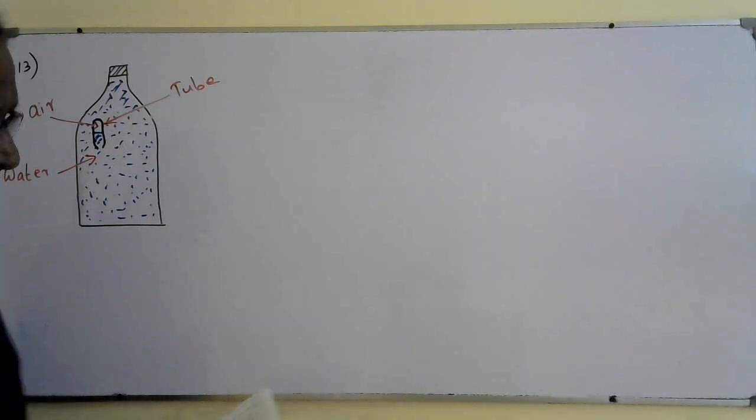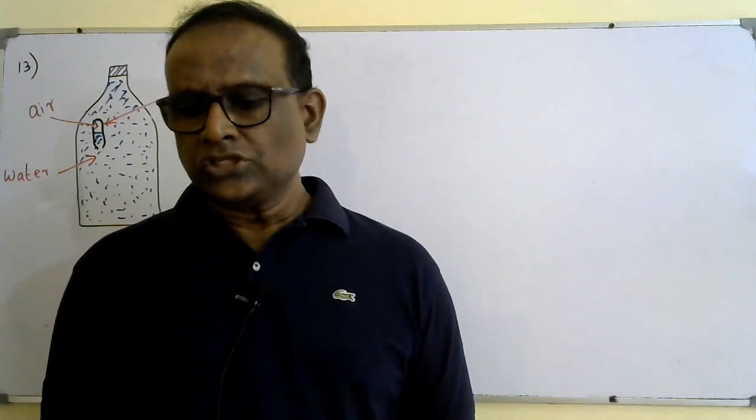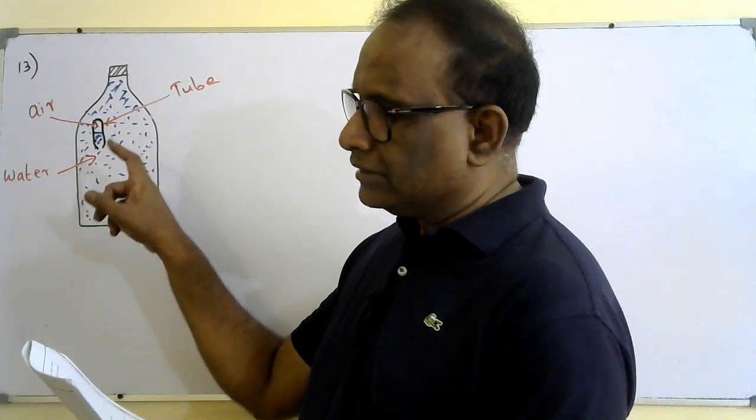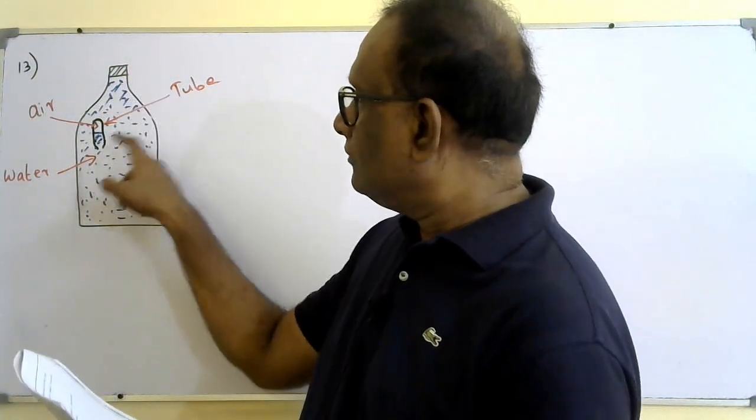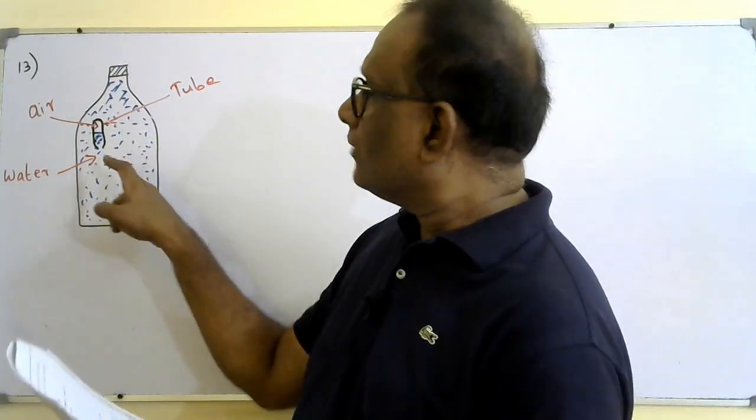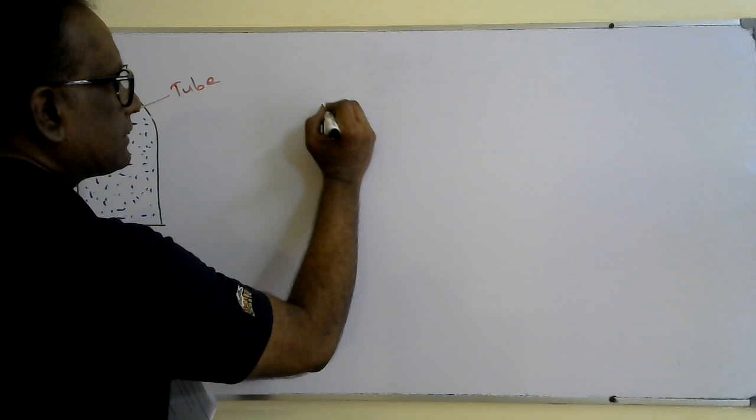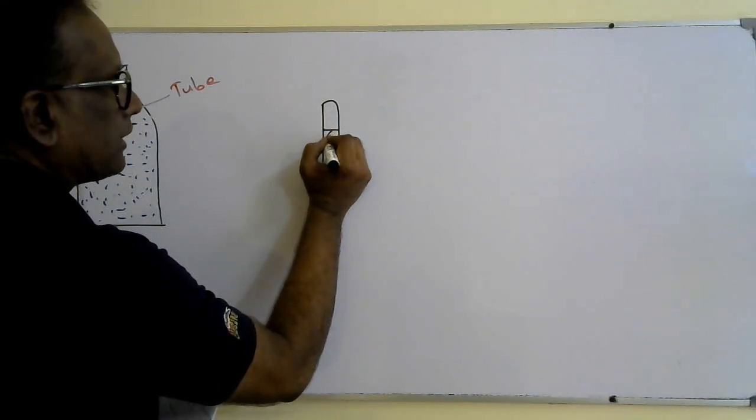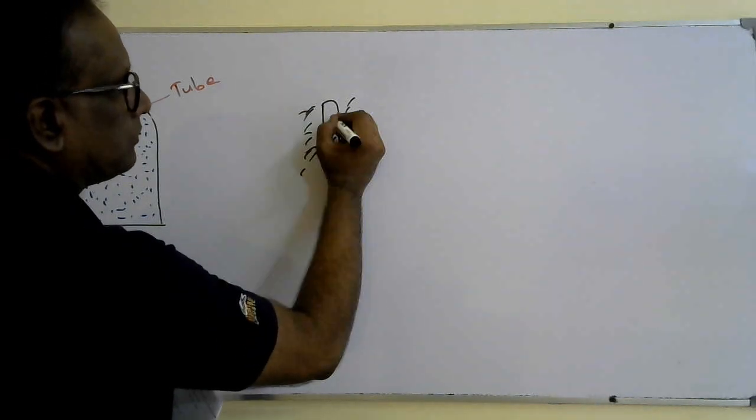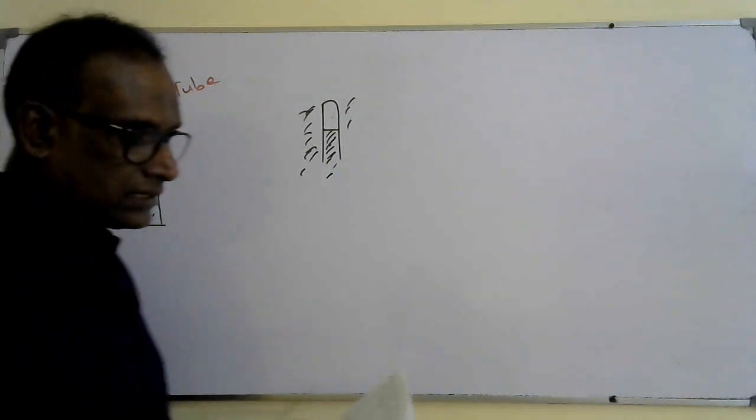Okay, question number 13 is based on Archimedes principle, the floating. A student has a toy called a Cartesian diver. The Cartesian diver is actually a tube, an upside down tube in a bottle, something like a test tube. Inside there is air and water. Outside there is also water, so water is around it. This portion consists of air. The whole thing is called a Cartesian diver.